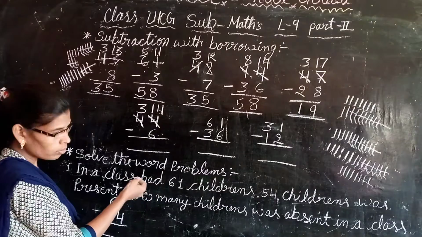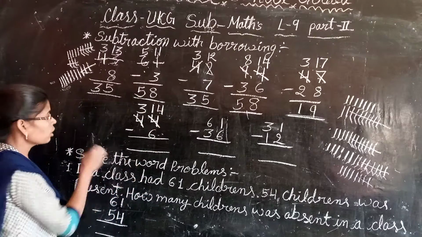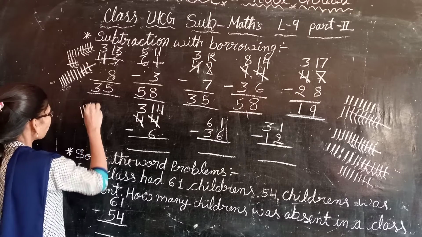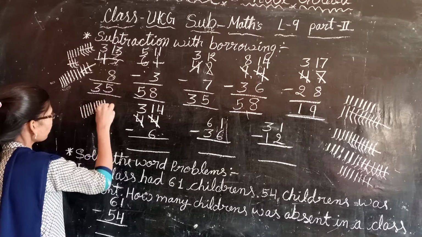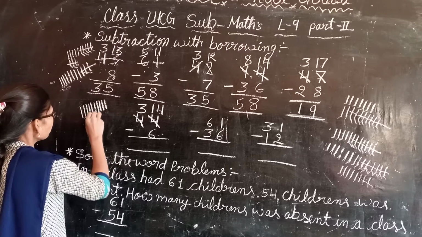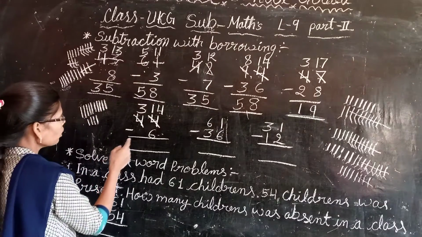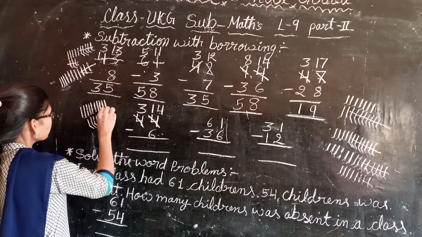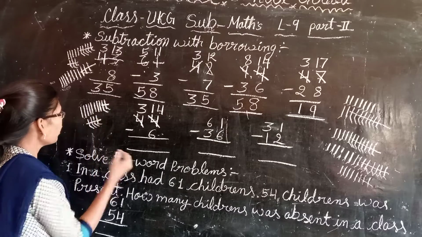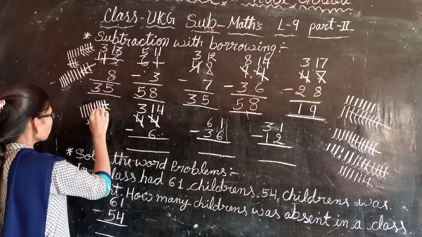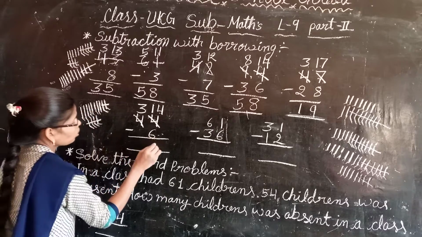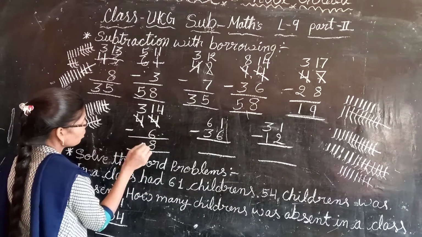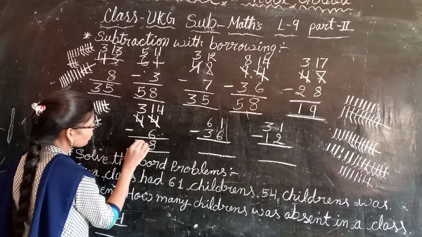We have to cut 6 from 14. Then make a line, 14 lines. 1, 2, 3, 4, 5, 6, 7, 8, 9, 10, 11, 12, 13, 14. So out of 14, how many lines do we have to cut? 1, 2, 3, 4, 5, 6. So we have to cut 6 lines and remaining lines we count 1, 2, 3, 4, 5, 6, 7, 8. So we get here 8 and below 3 there is no other number. It cannot cut with any number. So we will write here 3.